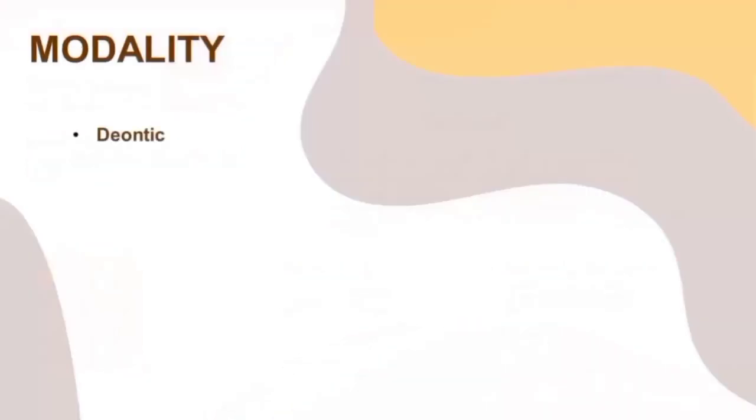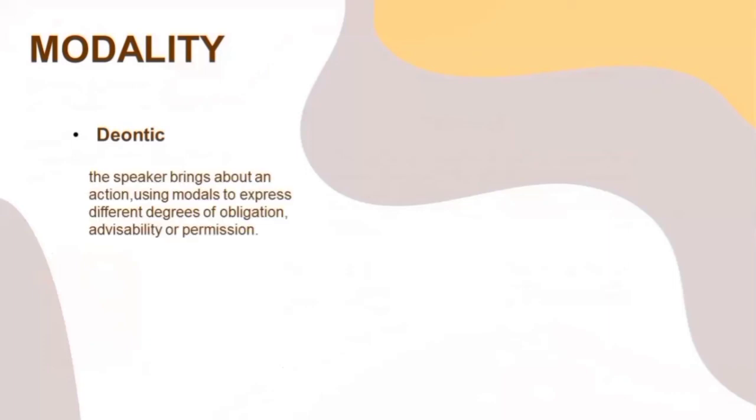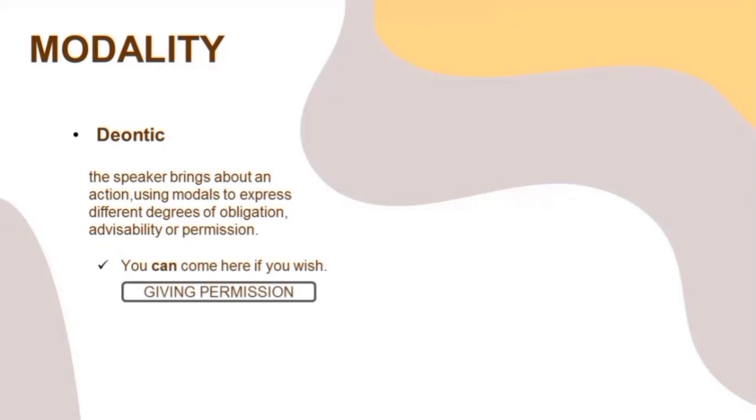Okay, the second is deontic. The deontic is based on the Greek word for obligation. The speaker brings about an action using modals to express different degrees of obligation, advisability, or permission. Let's continue to the examples. You can come here if you wish is a typical example of giving permission. The second, can you pass the salt please, is a typical example of a request.